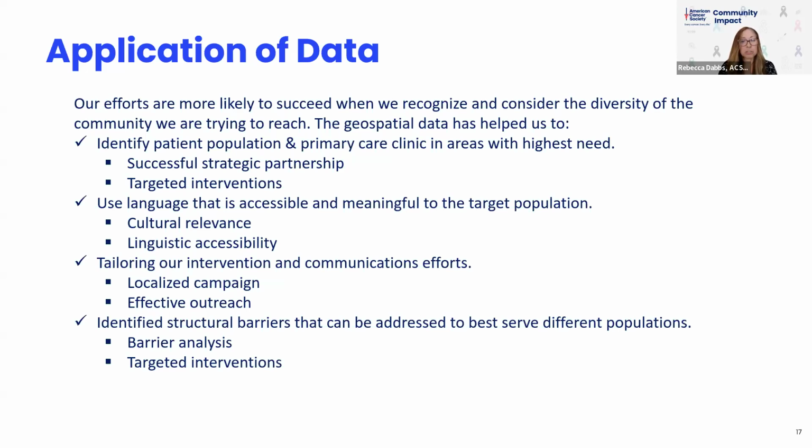Geospatial data helped us identify barriers such as poverty and access to healthcare facilities that might hinder screening. We developed targeted intervention recommendations to overcome these barriers, such as offering free colorectal cancer kits and setting up outreach efforts in those underserved areas outside of the clinic. Next slide.